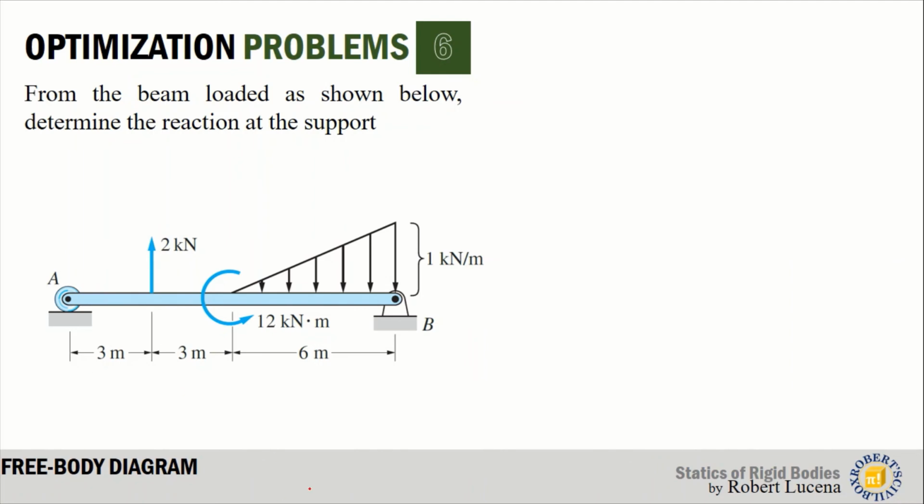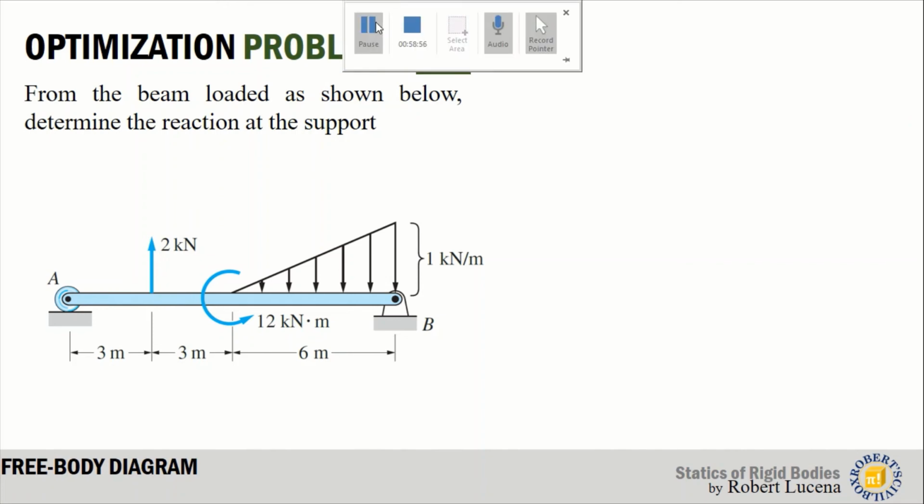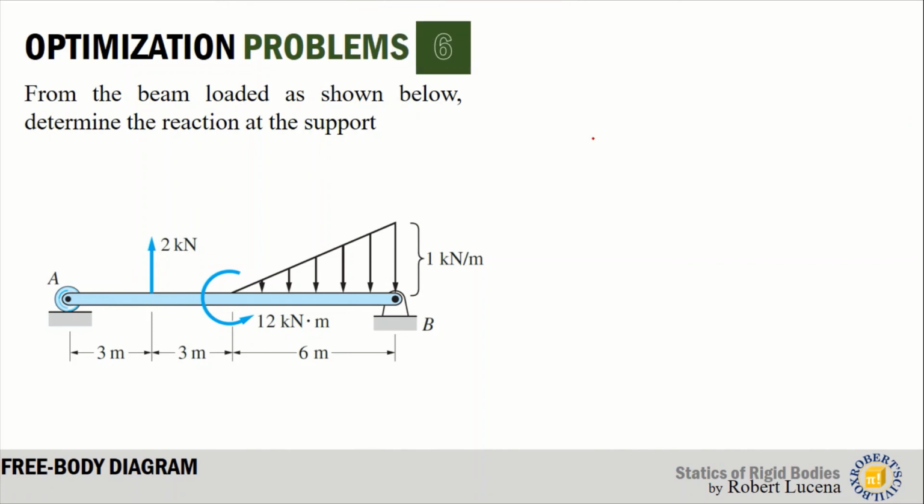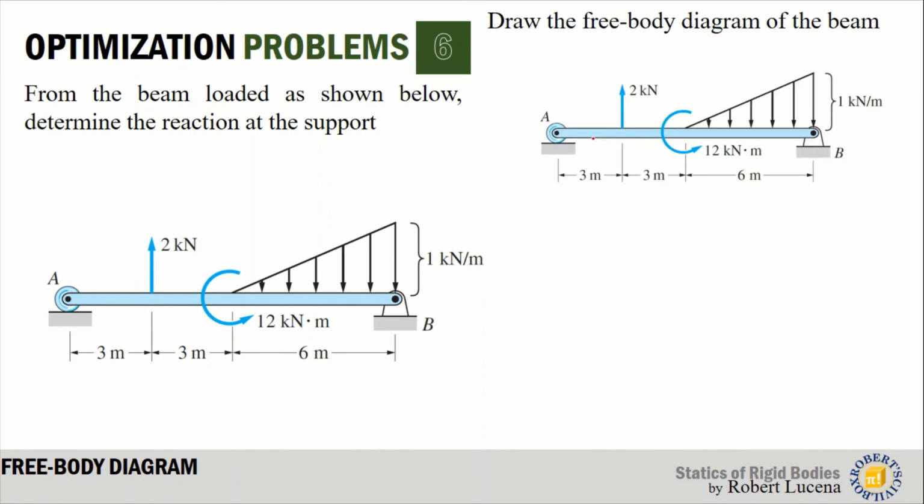And for the last, we will have a combination of line loads and support reactions. We will analyze a beam consisting of several loads. So to analyze this beam, let us first draw the free body diagram wherein we will remove the support conditions. So these are the imposed loads, the 2 kilonewton concentrated load acting upward, the couple that is 12 kilonewton meter acting counterclockwise, and this load diagram.